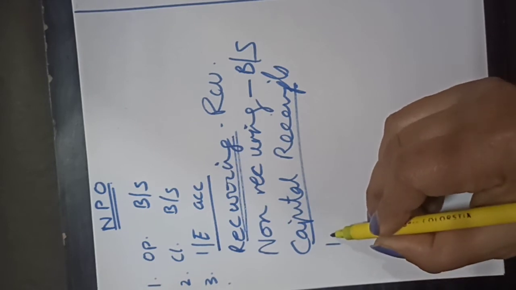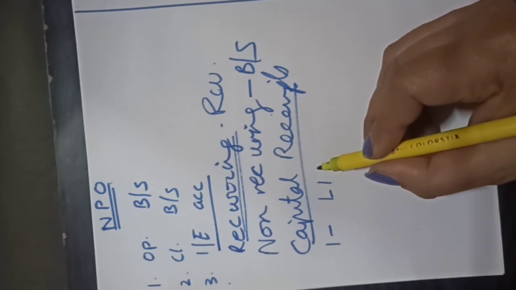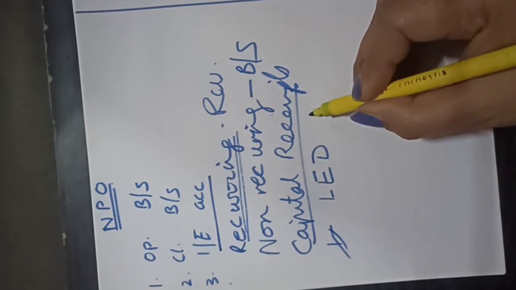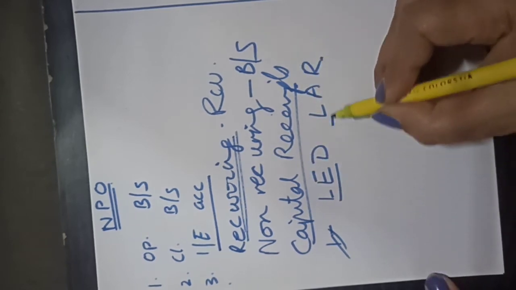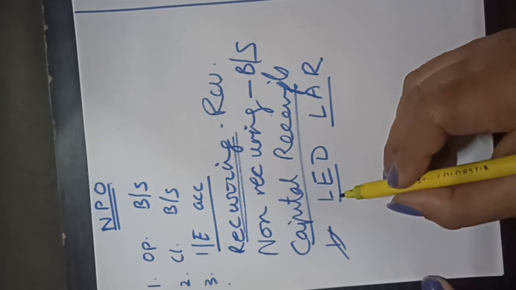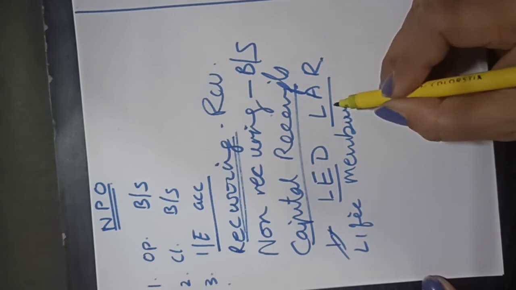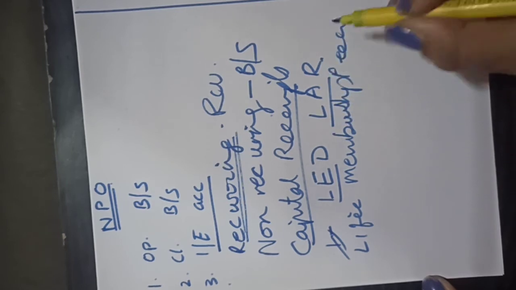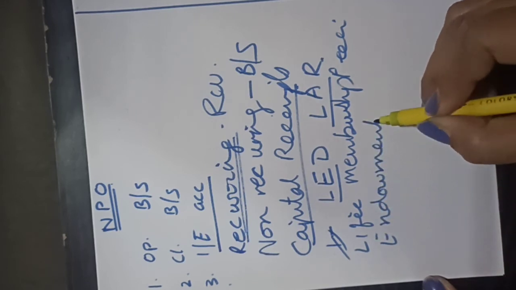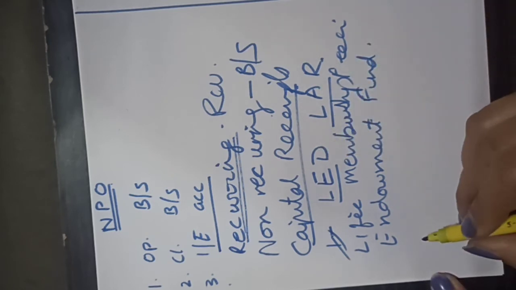There are 6 main types of capital receipts. We have discussed these in detail because these are important. You just have to remember, as I will read this, LED and LAR. This is the key term that you use to remember the capital receipts. L here means the life membership fee. E here means the endowment fund. All these I have done in the previous videos. D here means the donation.